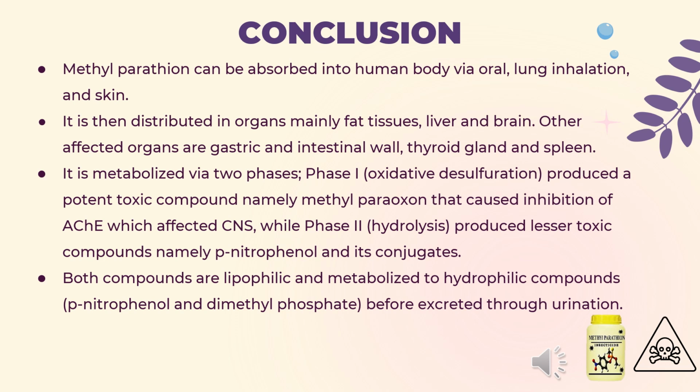Methylparathion is metabolized via two phases, where phase 1 involves oxidative desulfuration, which produces a potent toxic compound, namely methylparaoxon, that causes inhibition of ACHE, which affects the CNS. Phase 2 involves a hydrolysis reaction that produces lesser toxic compounds, namely P-nitrophenols and its conjugates. Both methylparathion and methylparaoxon are lipophilic and cannot be excreted in urination, so they are metabolized to hydrophilic compounds such as P-nitrophenol and dimethylphosphate before being excreted through urination.